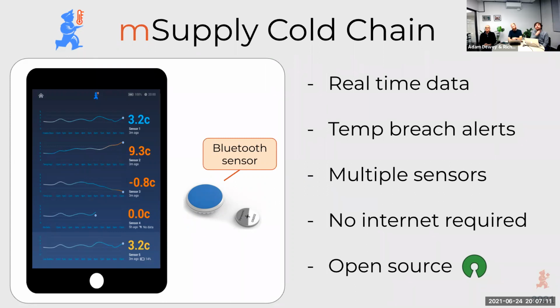You don't need any internet for that at all. It's all done by Bluetooth. And it will give you a reading in real time of the temperature. And you can set a high limit and a low limit. If the temperature goes above or below, then it will alert you that something is going wrong.